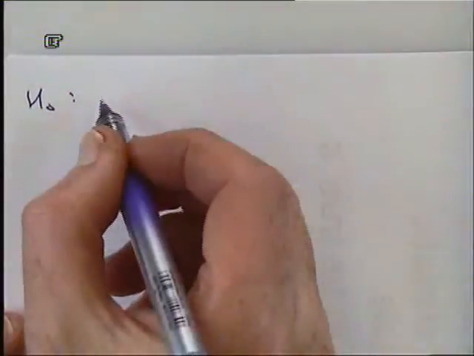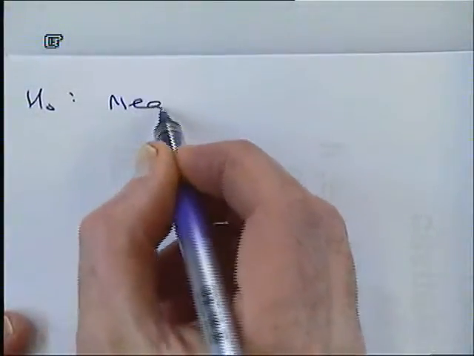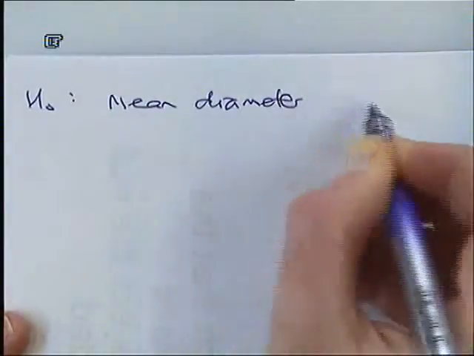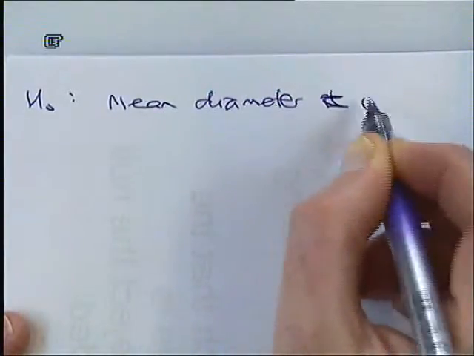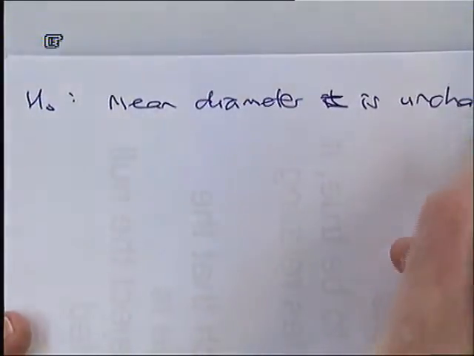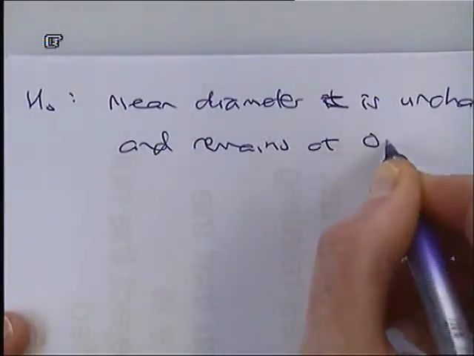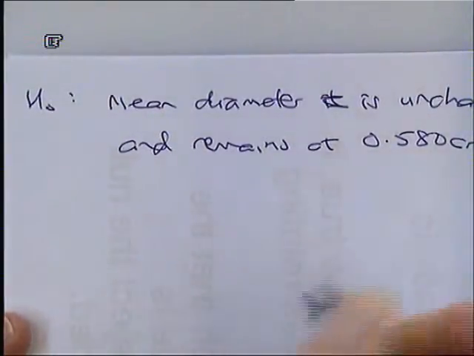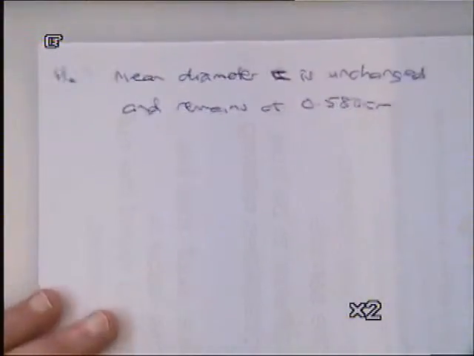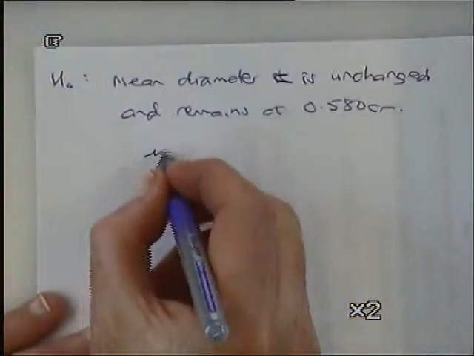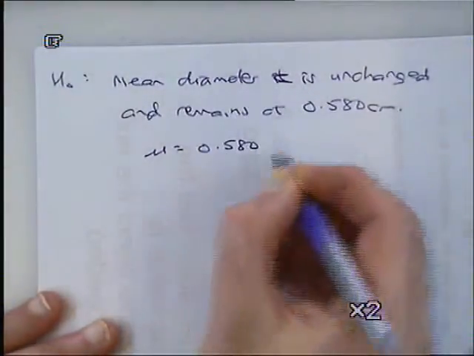Write down H naught and H1. Yeah, okay. So, what is H naught in this question? H naught is always the status quo, nothing bad has happened. So H naught is: mean diameter hasn't changed. Yeah, the mean diameter hasn't changed, so it's unchanged. Mean diameter is unchanged and remains at 0.580 centimetres. And in stat speak, in other words, mu equals 0.580 centimetres.